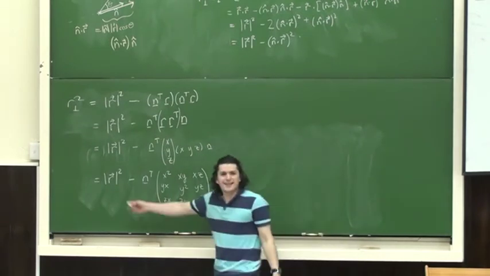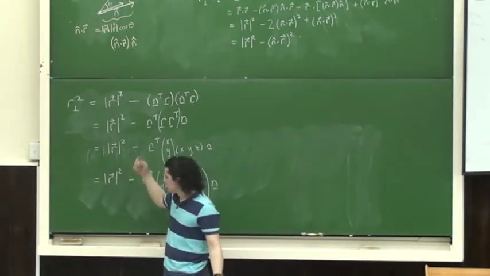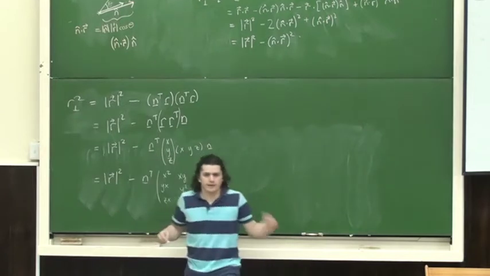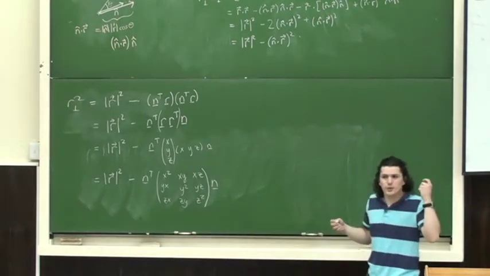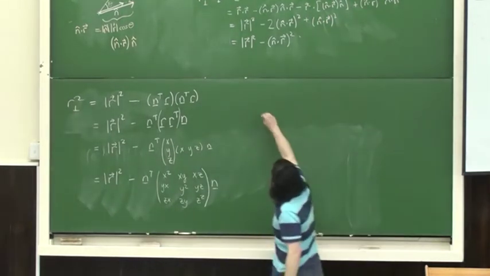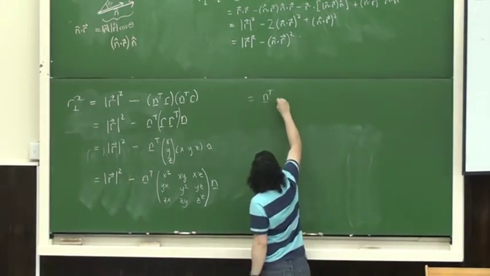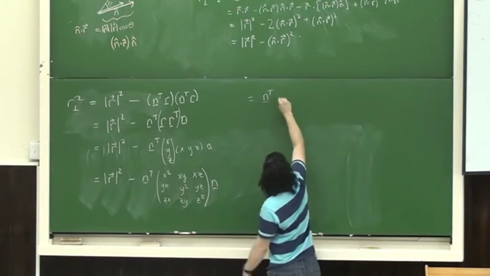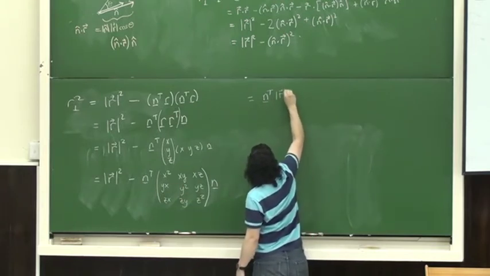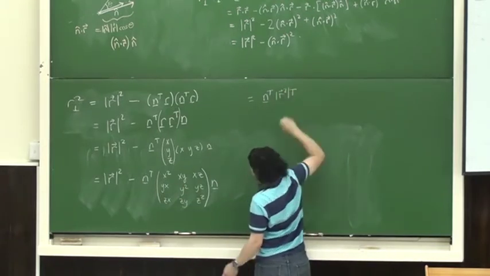And I can multiply anything by 1. So I can multiply r squared by 1. I can multiply it by n transpose n. So I can write this whole thing as n transpose n times r squared, but I choose to put the r squared with an identity matrix.